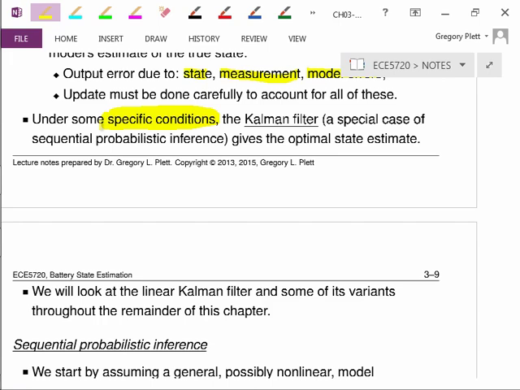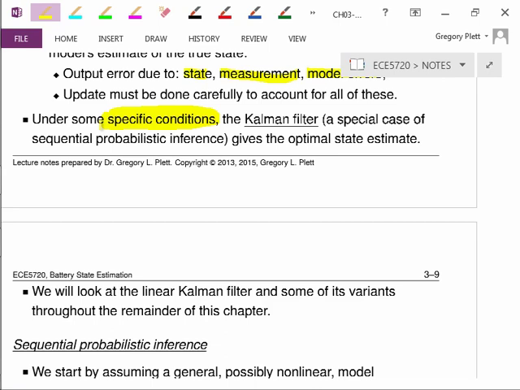The Kalman filter was derived for model equations that are linear equations. We'll start by looking at that ourselves, but the battery model that we are using is not a set of linear equations. It has nonlinearity in it, so we will look at some variants of the Kalman filter that work with nonlinear models as well.